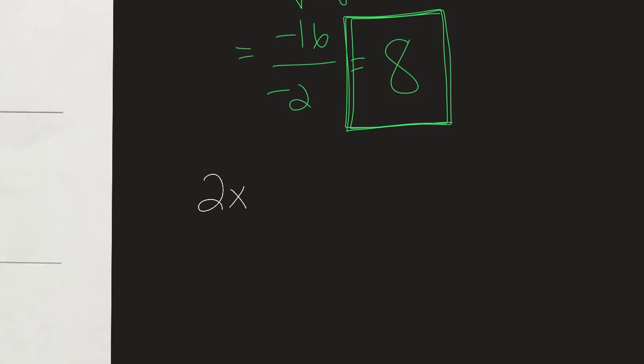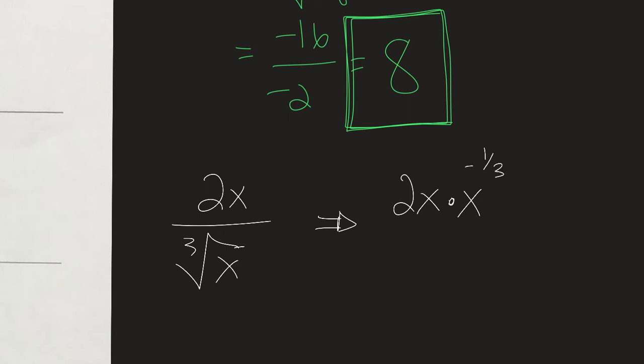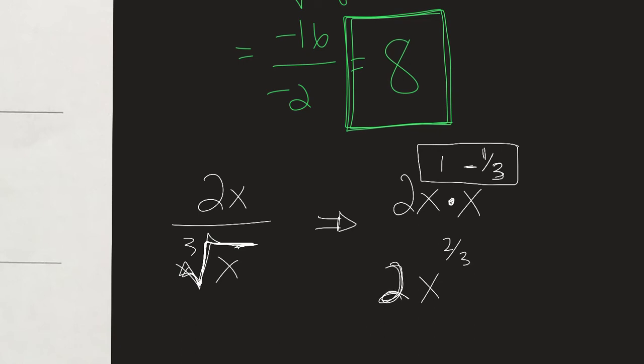So 2x over the third root of x. Okay, we could in fact use the quotient rule directly, if you like dealing with fractional powers. I particularly don't. So I'm going to change this to 2 times x to the -1/3. I'm changing my radical into a fractional power, and it has to be a negative. So now I can add my powers, and that gives me 2x to the 2/3.